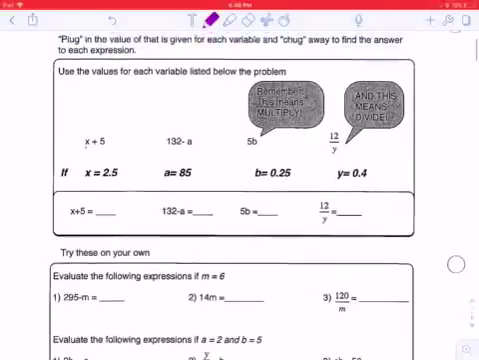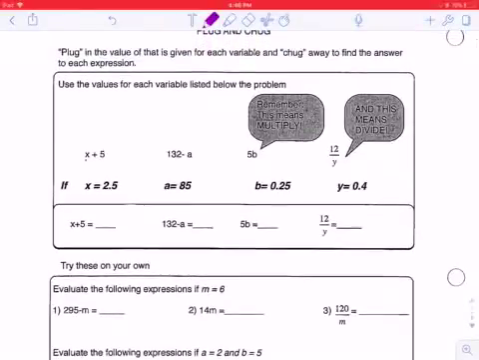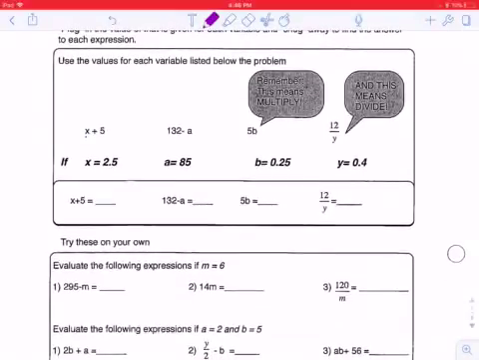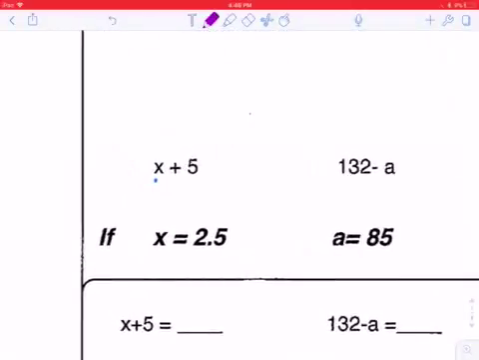All right, so this is the week 1 homework for our next unit, Unit 3 on algebra. So let's take a look here. This is asking us to plug and chug, which is a funny way of saying they want us to substitute the value of a variable. So let's look at our first one.